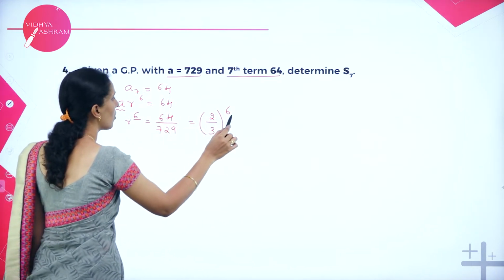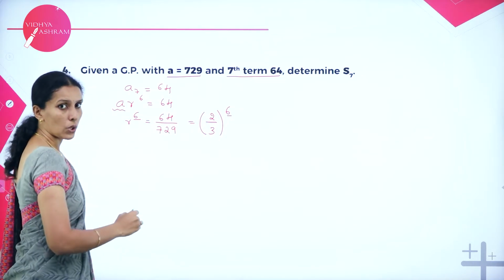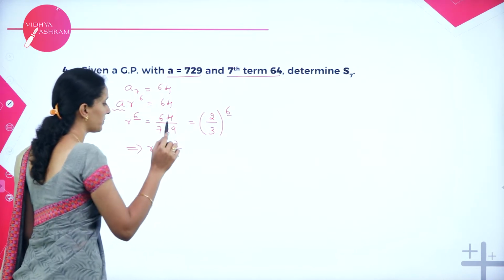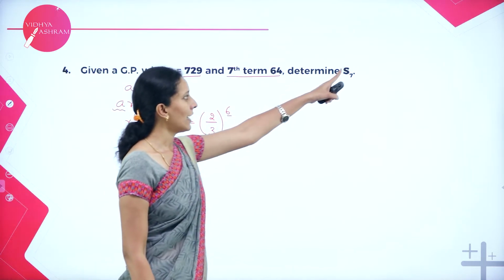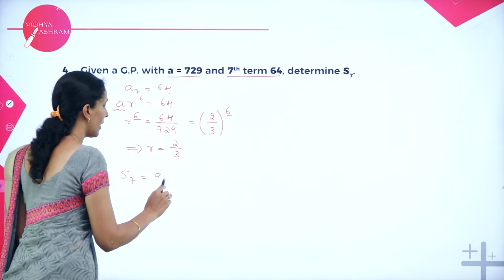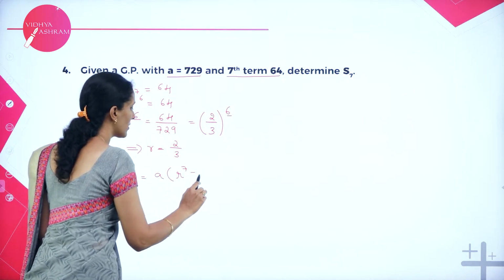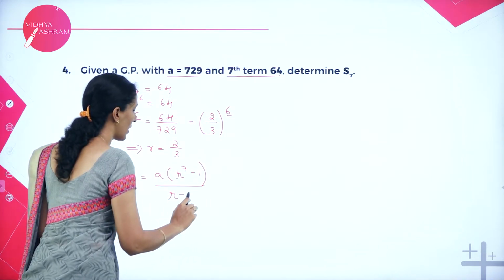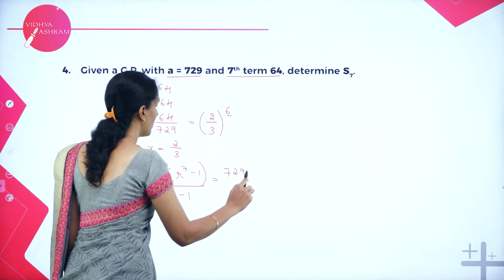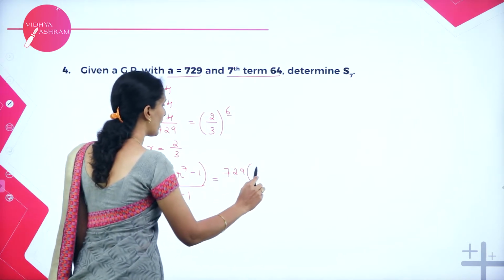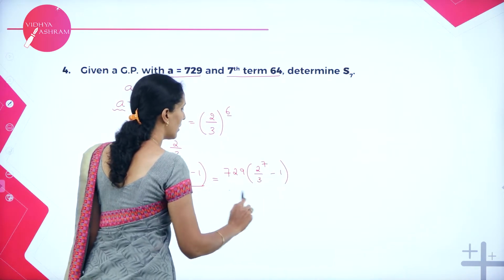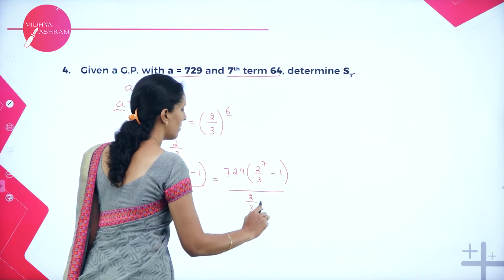Now here powers are equal. So bases can be equated. So this implies R is equal to 2 by 3. Now we need to calculate S7. So S7 is A into R power 7 minus 1 divided by R minus 1. I know the value of A as 729. This is 2 by 3 whole power 7 minus 1 divided by 2 by 3 minus 1.